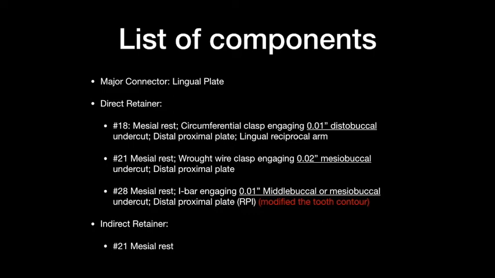Now I will show you option 2. Before you start, I would suggest you list out all the components you're going to use. You should know what your major connector is, what your direct retainer is, where the indirect retainer is. When you put the direct retainer, where is your rest, where is your guide plane, where is your proximal plate, where is your clasp, where is the undercut. When you have that list, you'll have more idea when you draw. It's not really necessary, but it will be helpful when you start.